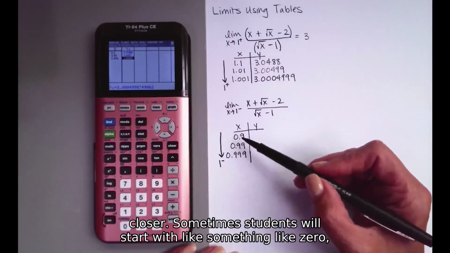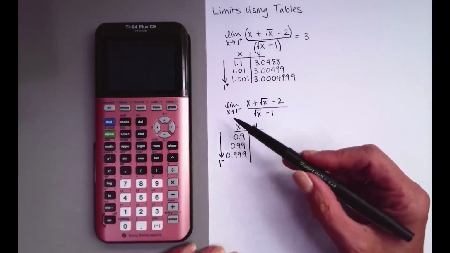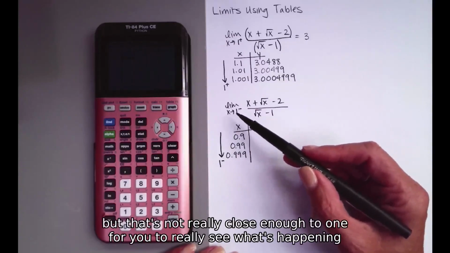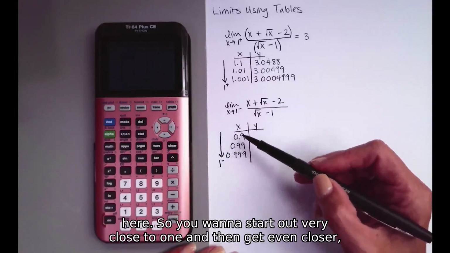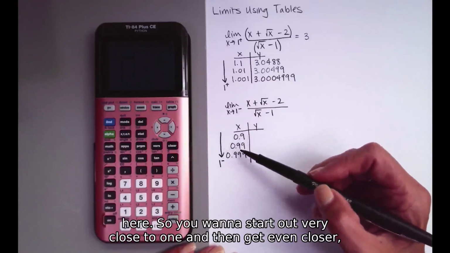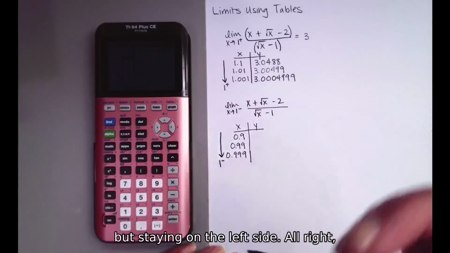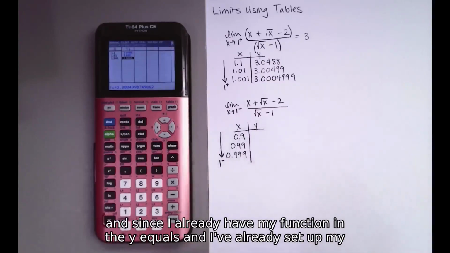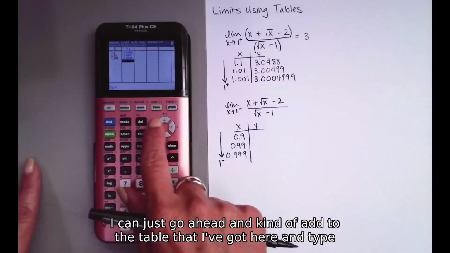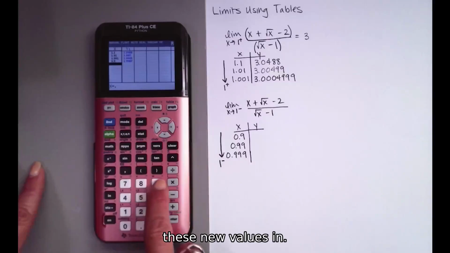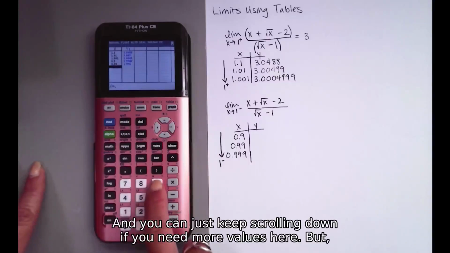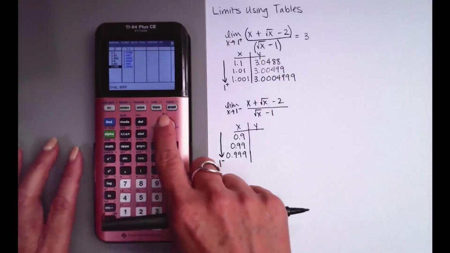Sometimes students will start with something like 0, thinking about 0 being close to 1, but that's not really close enough to 1 for you to really see what's happening here. So you want to start out very close to 1 and then get even closer, but staying on the left side. All right, and since I already have my function in the y equals and I've already set up my table, I can just go ahead and add to the table that I've got here and type these new values in. And you can just keep scrolling down if you need more values here, but I'm just going to do these 3.